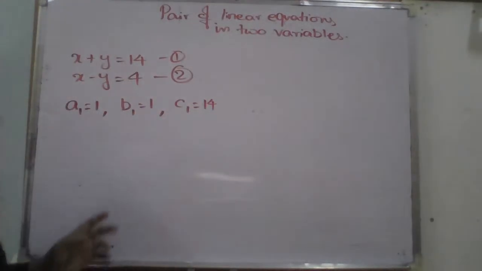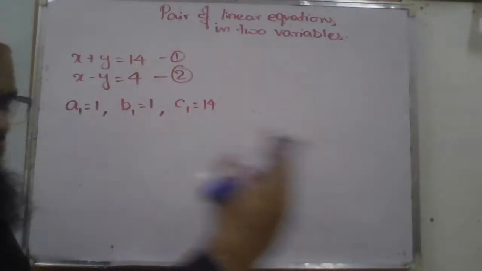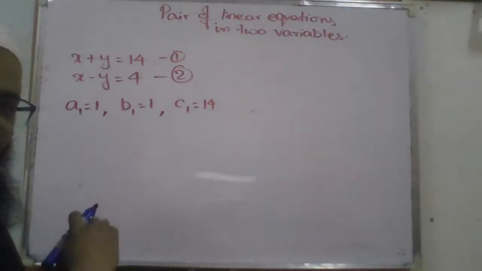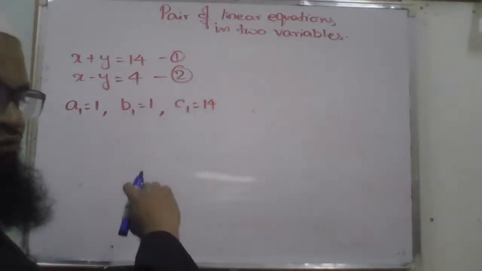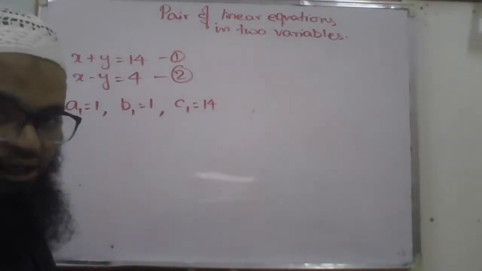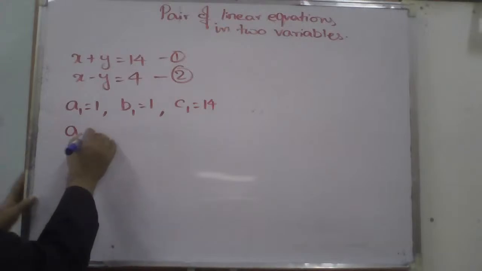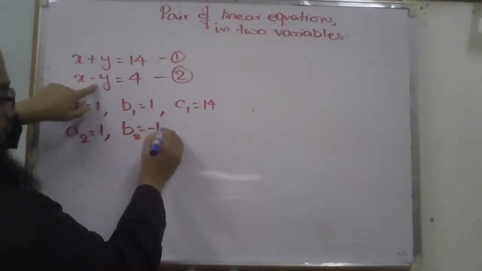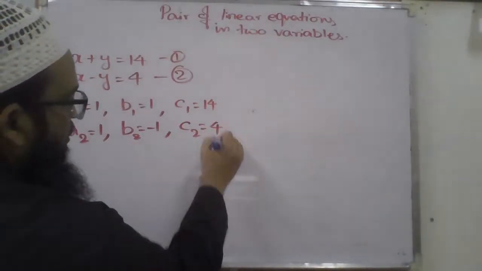Here I'll tell you one thing. If you have constants both on the right hand side, no need to bring them to the left hand side. Both should be on either the left hand side or the right hand side. If both are on the right hand side or both on the left hand side, no need to change their positions or their signs. Understood? Now a2 is equal to 1, and b2 equals -1. Please take care whenever you have a negative sign. And c2 is equal to 4.